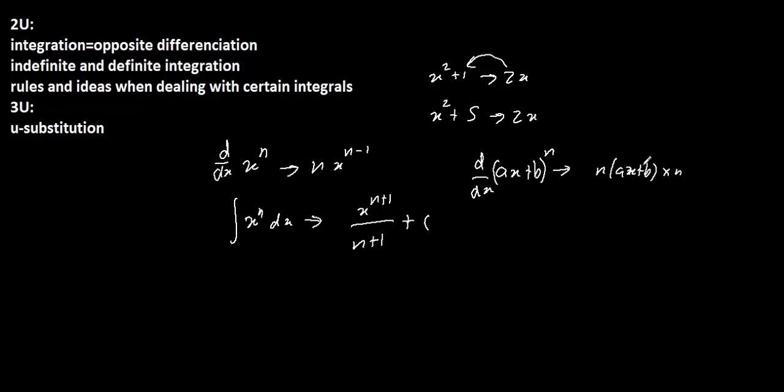So, to the power of n minus 1. This is just the chain rule that we applied. When we're integrating (ax plus b) to the n, remember how we said that was the opposite? So what we do is add 1 to the power, so then it's (ax plus b) to the n plus 1.